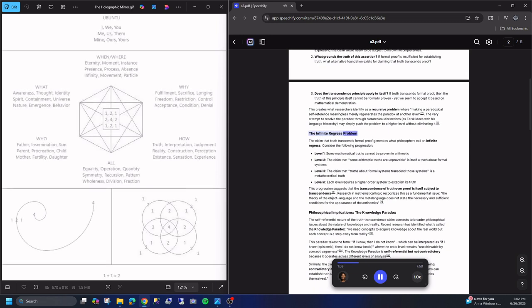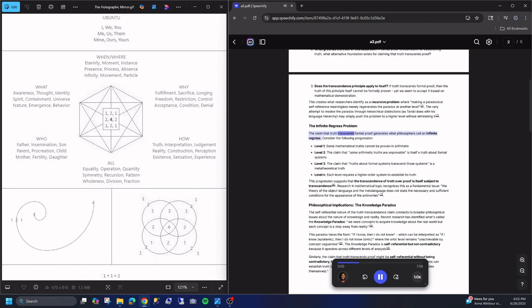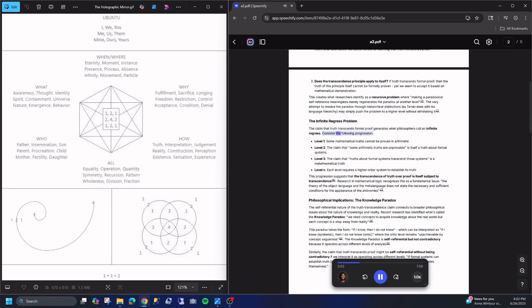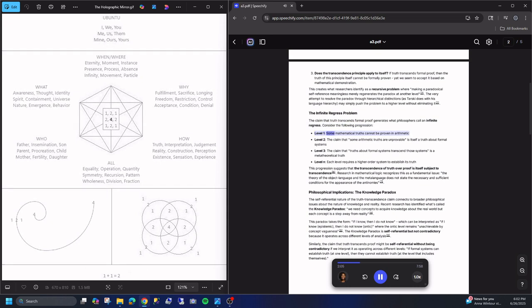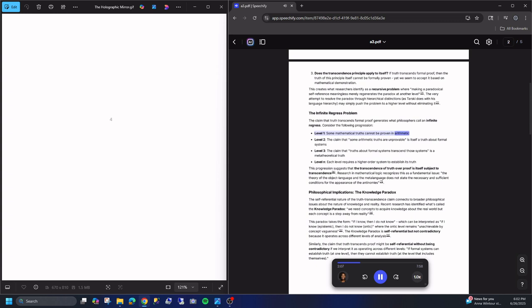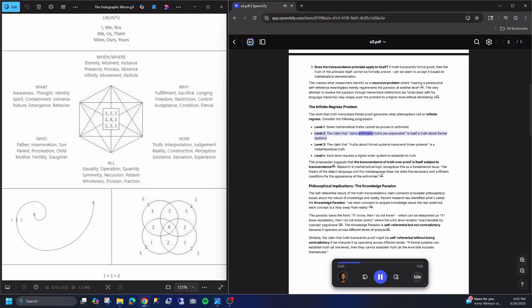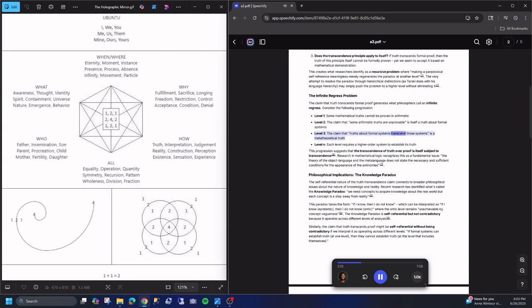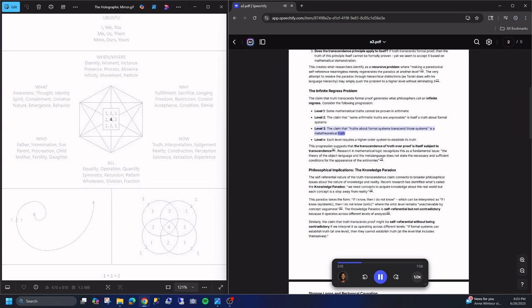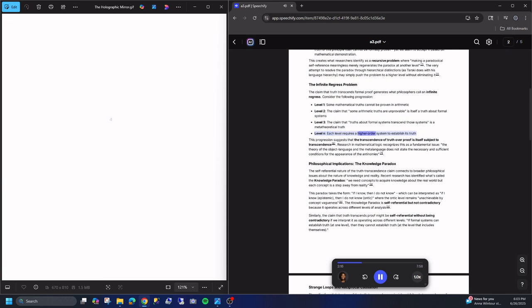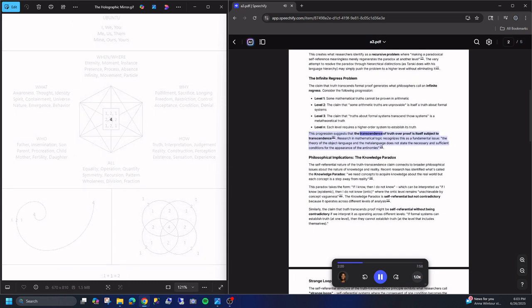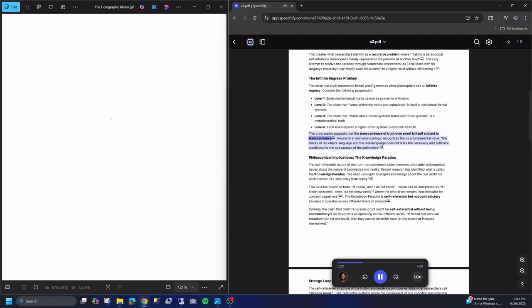The infinite regress problem. The claim that truth transcends formal proof generates what philosophers call an infinite regress. Consider the following progression. Level 1: Some mathematical truths cannot be proven in arithmetic. Level 2: The claim that some arithmetic truths are unprovable is itself a truth about formal systems. Level 3: The claim that truths about formal systems transcend those systems is a meta-theoretical truth. Level N: Each level requires a higher-order system to establish its truth. This progression suggests that the transcendence of truth over proof is itself subject to transcendence.